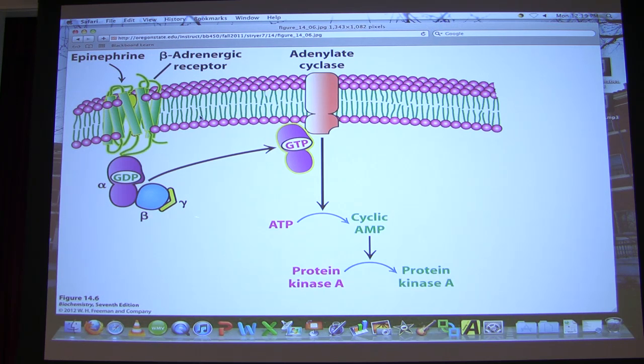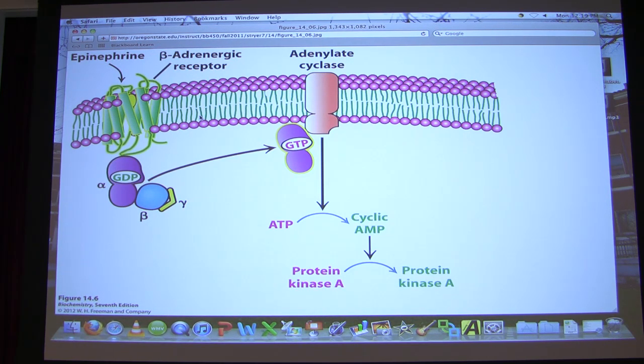The slight change of shape causes the interaction of the 7TM, that is the beta-adrenergic receptor, and a cellular protein known as a G protein to change. So this G protein is normally just sitting here right next to the 7TM. Okay? Binding of epinephrine changes the interaction between these two.